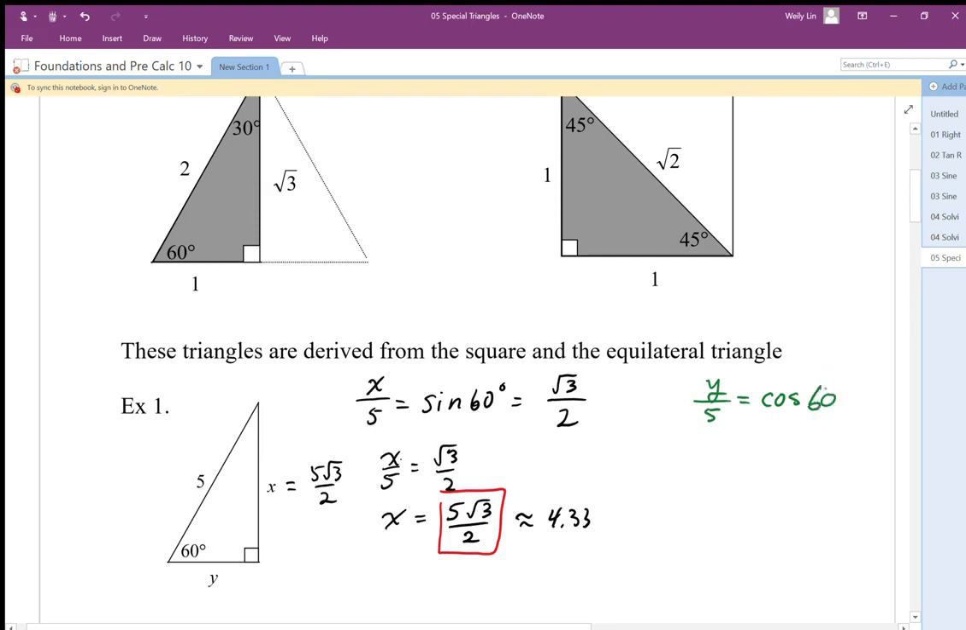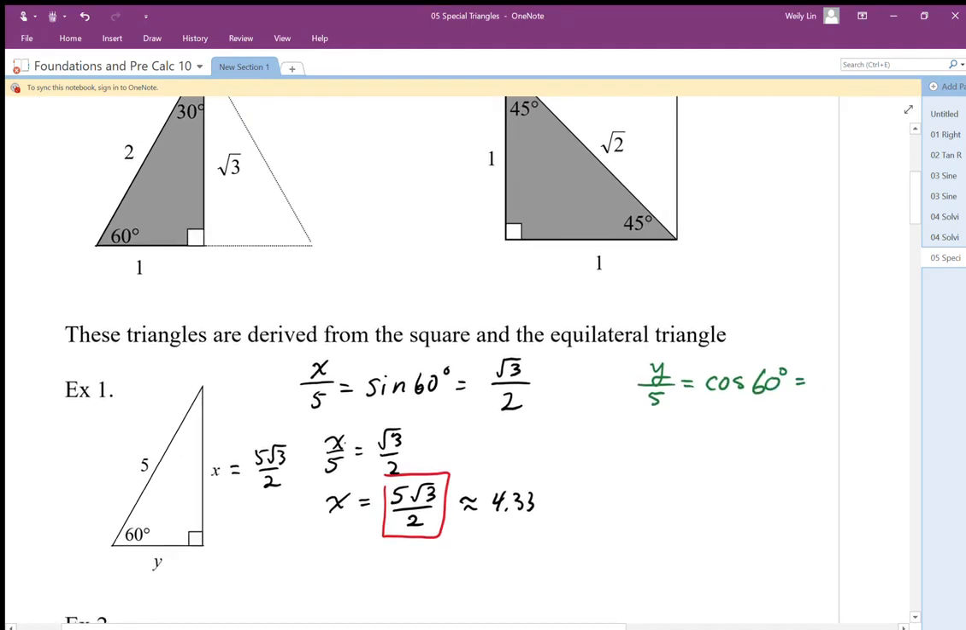Cosine of 60 degrees has to equal adjacent compared to the hypotenuse. So I'd rewrite my equation: y over 5 is equal to 1 over 2. Solving it as a proportion, I get 2.5. I can solve this algebraically. Again, it doesn't really matter how I do this. 2.5 is an exact decimal. That's perfectly okay to leave as a decimal. However, let's try to get in the habit of using fractions.